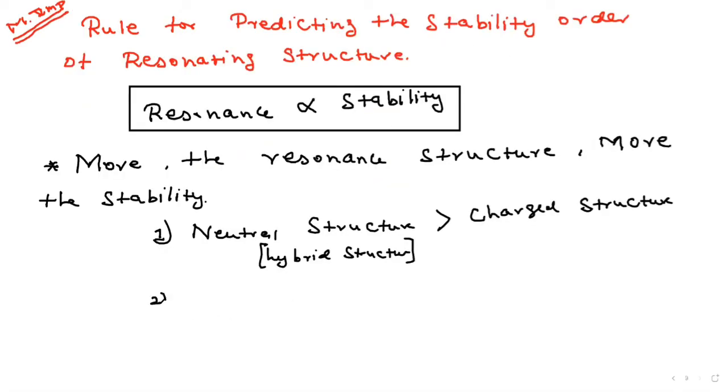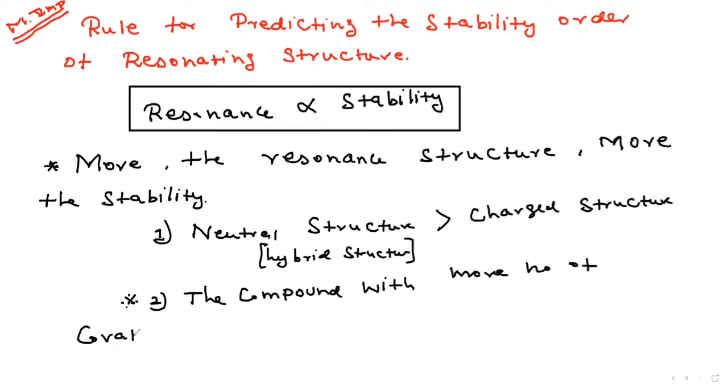Second condition, very important: the compound with more number of covalent bonds is more stable. That is the second condition. We can apply all these rules to find out the stability of the resonance structure.